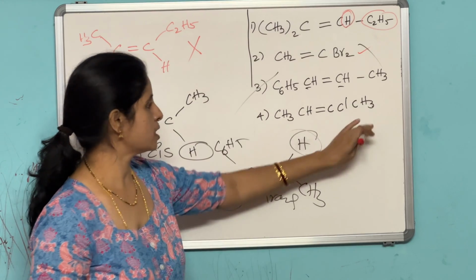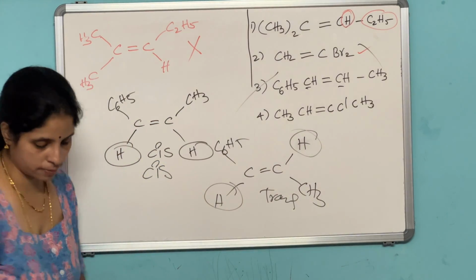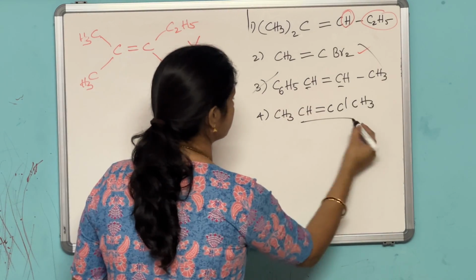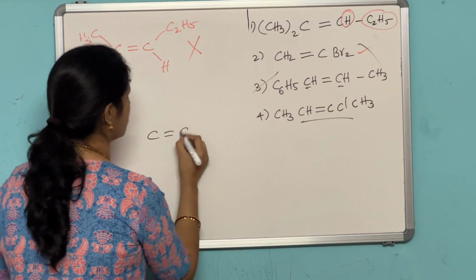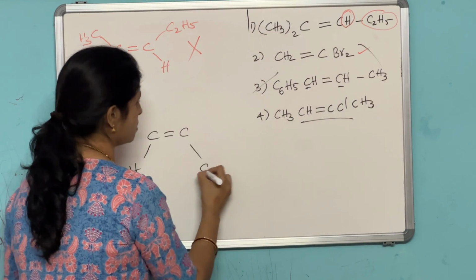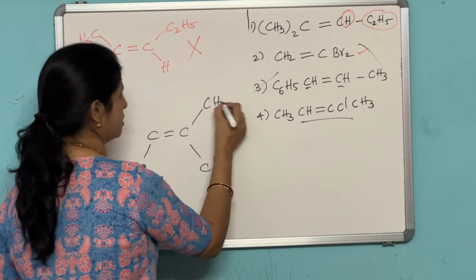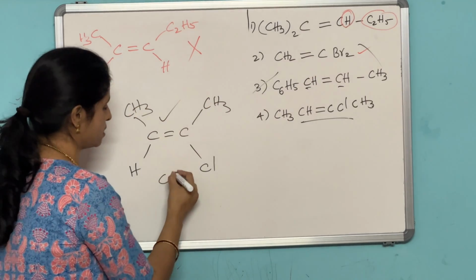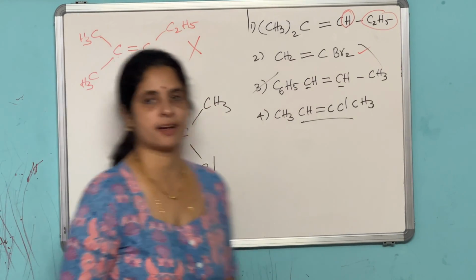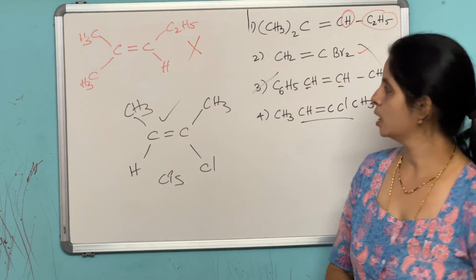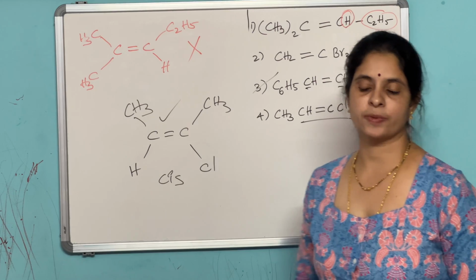Now this fourth one, what about the fourth one? About the fourth one, here C double bond C, hydrogen and Cl, H, Cl, CH3, CH3. As this exhibits geometrical isomerism, this is the cis form and you write the trans form. Clear? Okay, super clear. This is about geometrical isomerism.